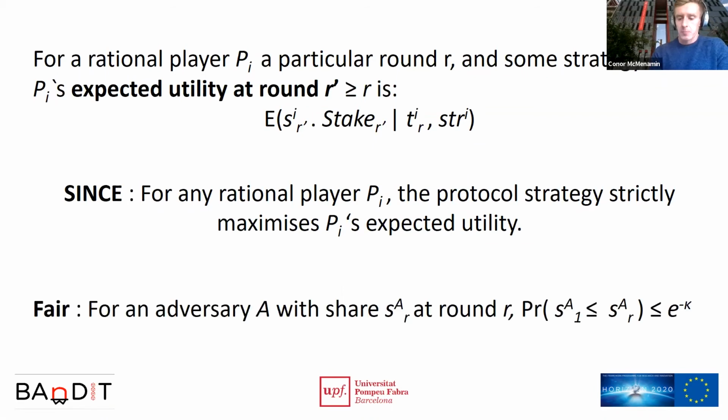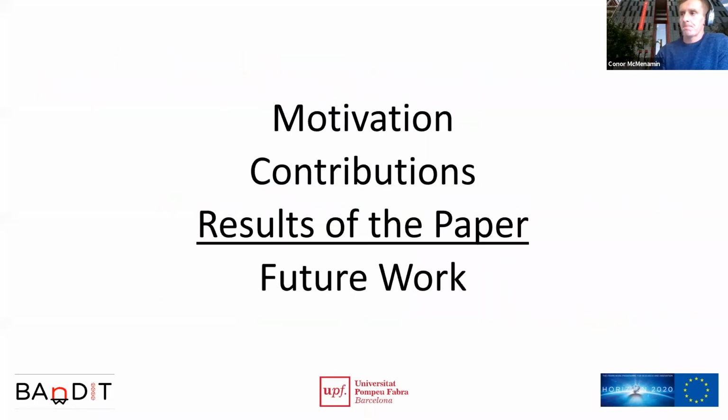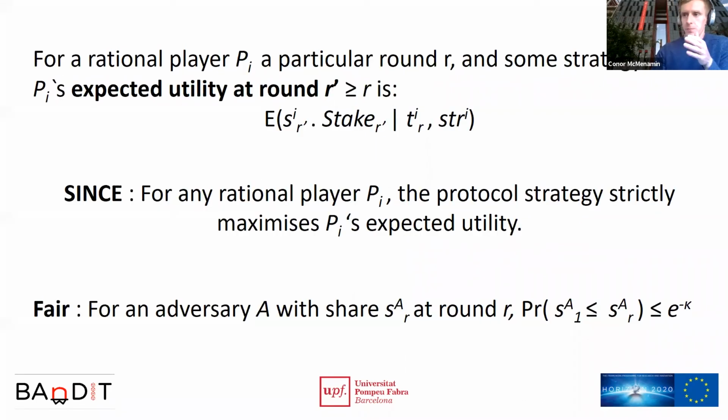And then fairness. I've mentioned it already, but this is the definition we're working with. For any adversary starting the system with share S_A1, we require that at any round in the system, their share is bounded by their initial share, with probability negligible in some security parameter, which is standard cryptographic notation. So these are the two properties, strong incentive compatibility in expectation and fairness, that we established as important.